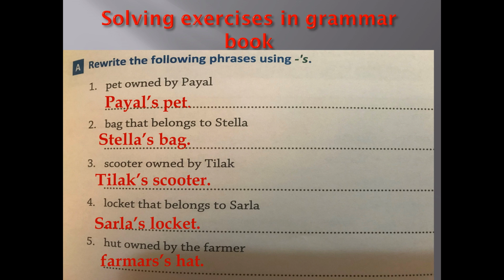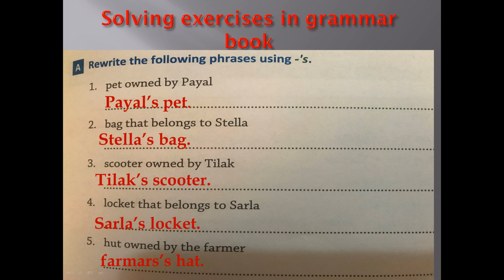Let's solve the exercises in your grammar book. Here, go to exercise A. In this exercise, they ask us to rewrite the following phrases using apostrophe S. Okay, the first one is pet owned by Payal. Instead of saying pet owned by Payal, I will say Payal's pet, whatever his pet is, if it's a dog, a bird, whatever. I will use the apostrophe S. Payal is a singular noun, so I will add apostrophe S. Payal's pet.